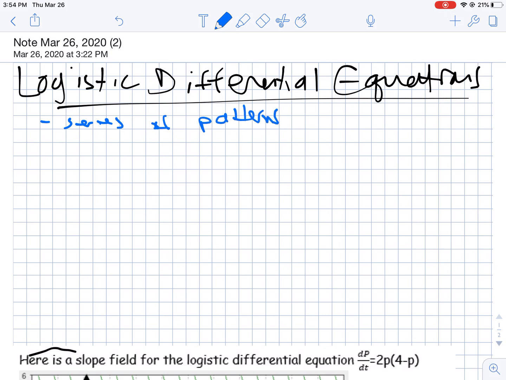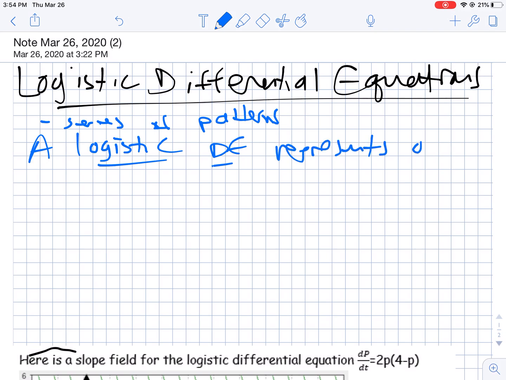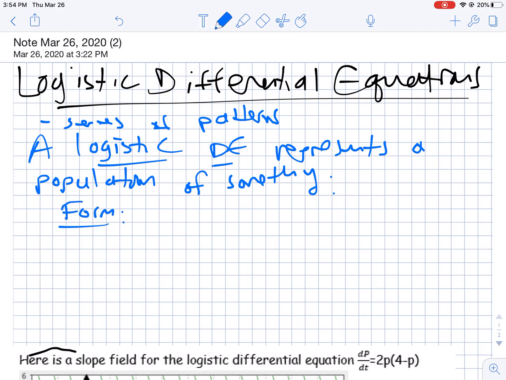A logistic DE falls in a specific form, but the important thing is what it represents. A logistic DE represents some sort of population of something. Maybe it's animals, maybe it's people, maybe it's a virus, who knows. The form that these are written in is always going to look the same, although there are some variations. In my form, A and B are going to be positive constants.